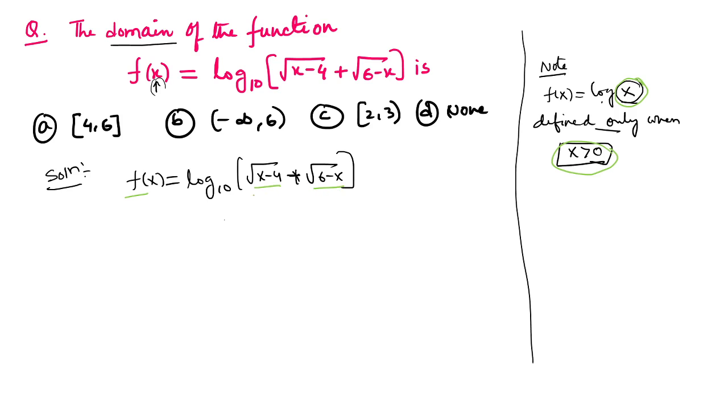Okay, so first of all we know that 6 minus x should be greater than 0.